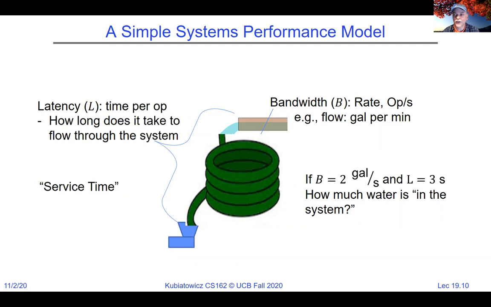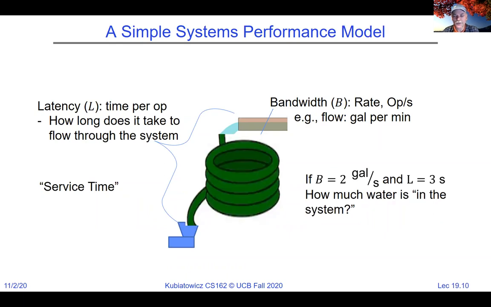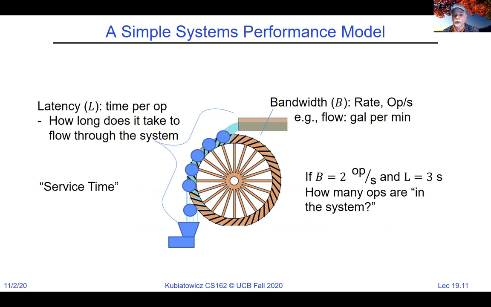And that turns out is gonna be something called Little's Law, which is gonna be helpful for us. Here we're talking about water, which is dividable into as many little pieces as you like. We could also talk about chunks of work. So here's a case where each one of these little circles represents some fixed amount of work.